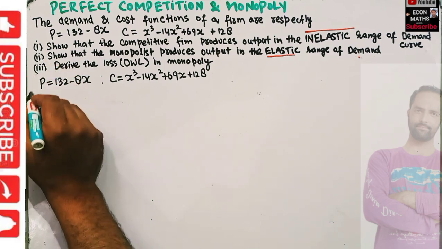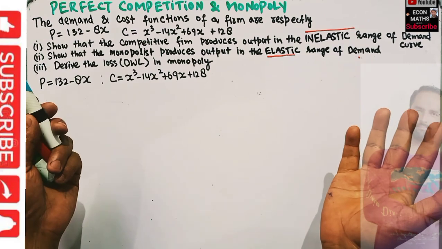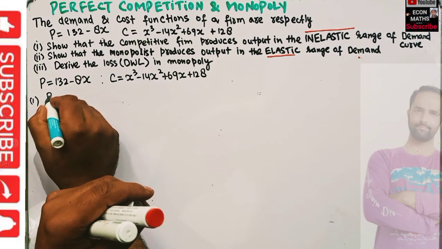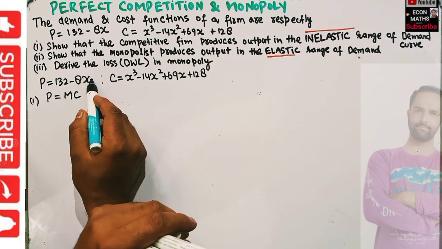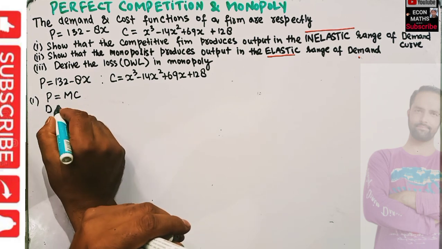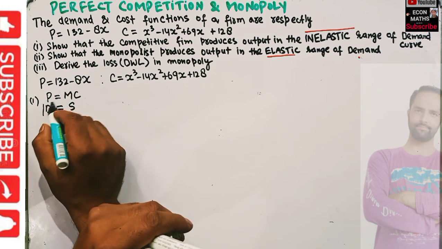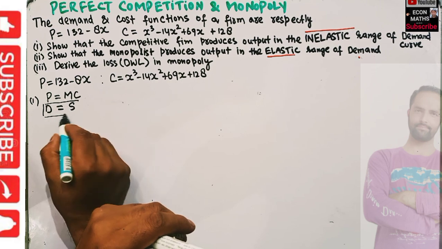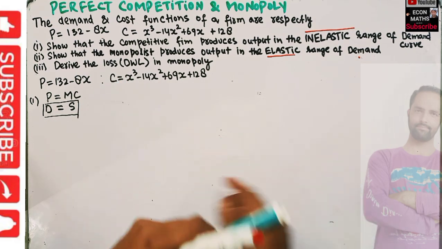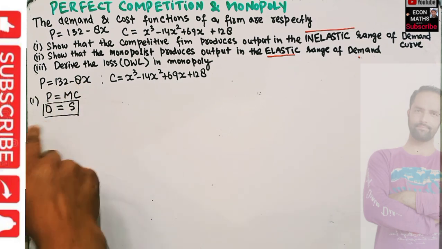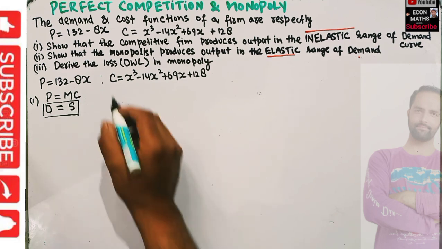We are talking about the first part first. Now in case of perfect competition, equilibrium occurs where price is equal to marginal cost. By price we mean the demand, and by marginal cost we mean the supply. You know this stuff very well. So marginal cost is nothing but the supply curve in case of a perfectly competitive firm, and price, which is the demand function, should be equal to supply. Now we need to find out the marginal cost first.